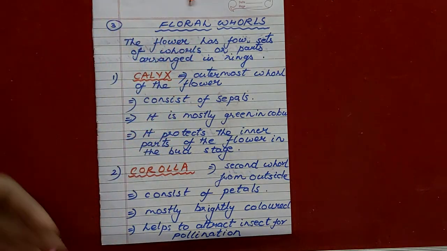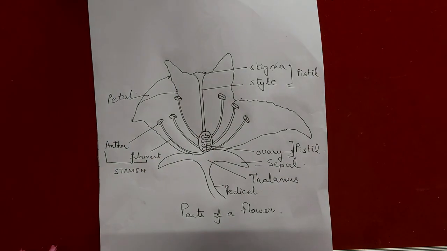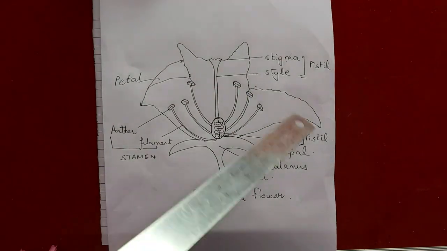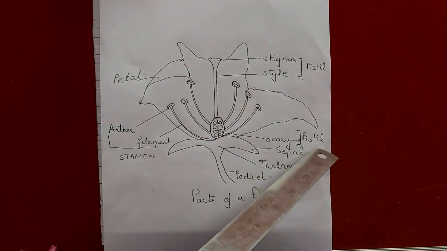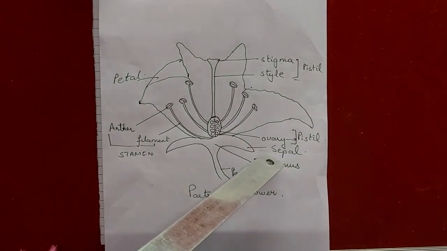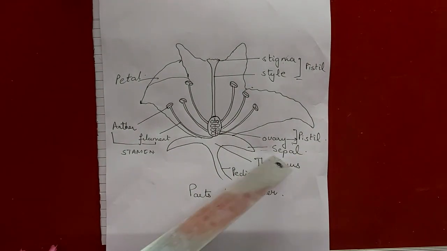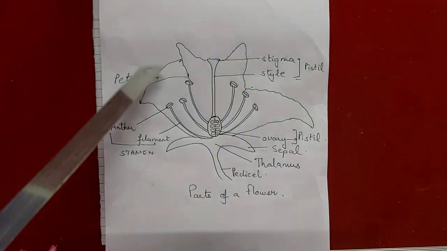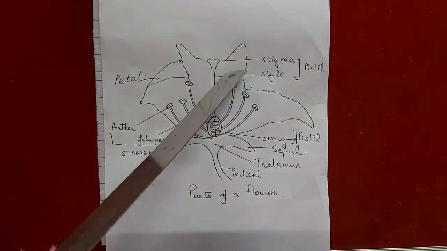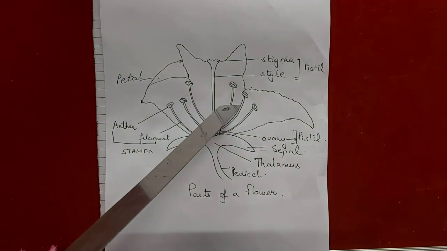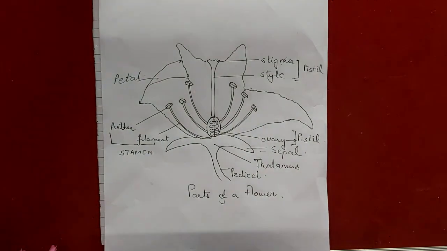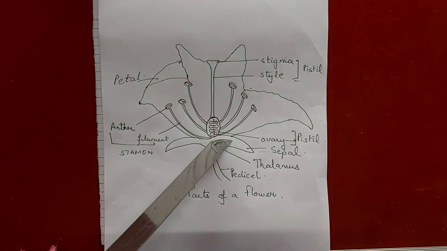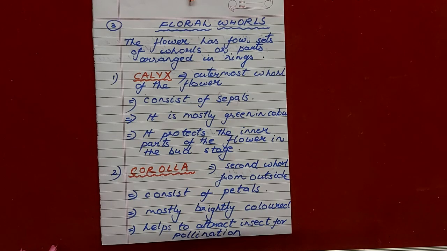So first of all, we will deal with them one by one. In this diagram also you can see the four floral whorls. The green color one is the sepal. Then the brightly colored petals are called the corolla. Then the male reproductive part is the androecium, and the female reproductive part is called the gynoecium. So one by one we will start with the floral whorls.